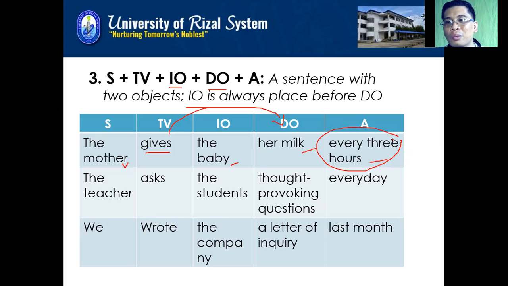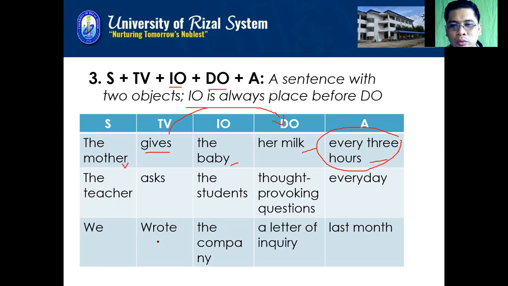Okay, just like what I mentioned a while ago, when we talk of adverbial, it answers the question again, when the action happens, where the action happens, how often did the action happen, the degree in which the action happens, the frequency in which the action happens. So tandaan nyo lang yon in order for you to test whether that is an adverbial or not. Okay? So next sentence we have the teacher asked the students thought-provoking questions every day. Okay, so the teacher asked what? The thought-provoking questions. For whom? To the students. Okay, when? Every day. Okay, adverb.